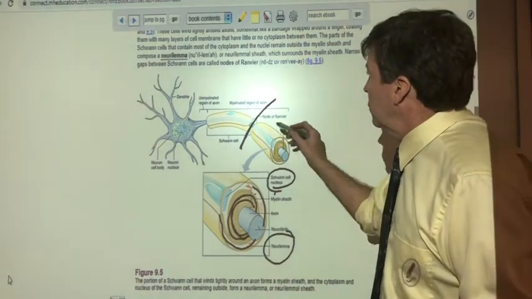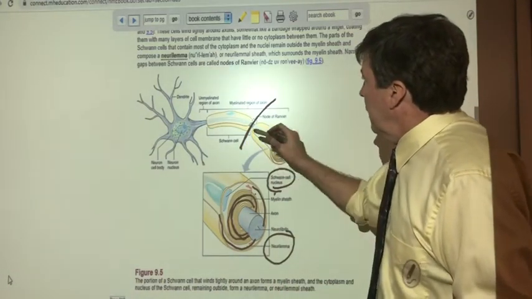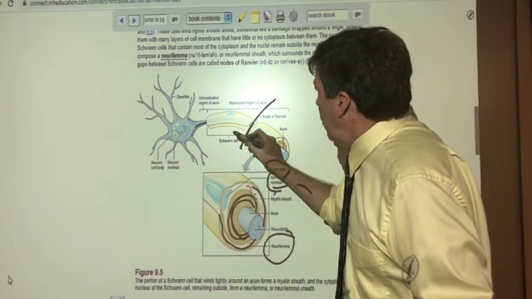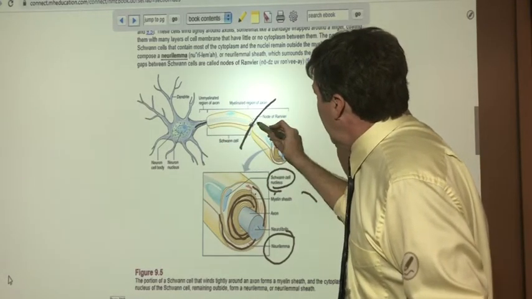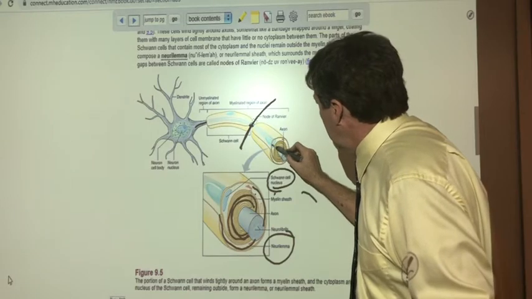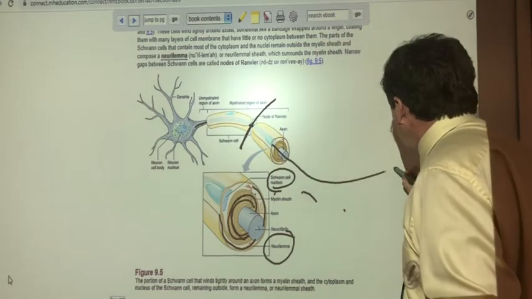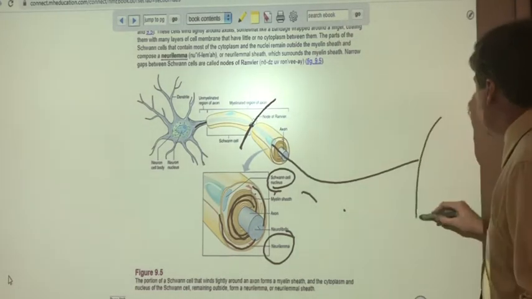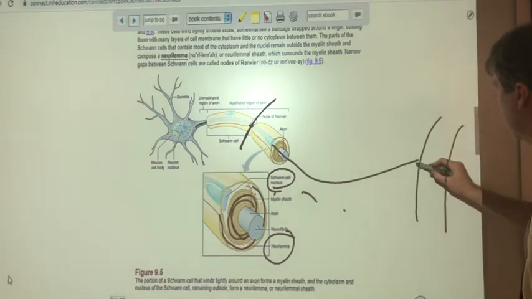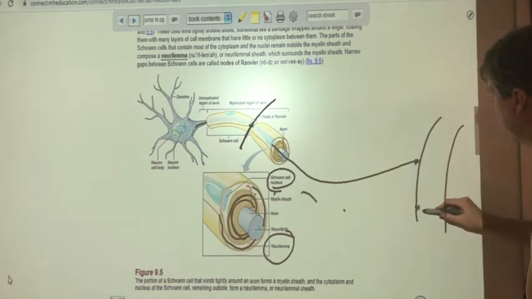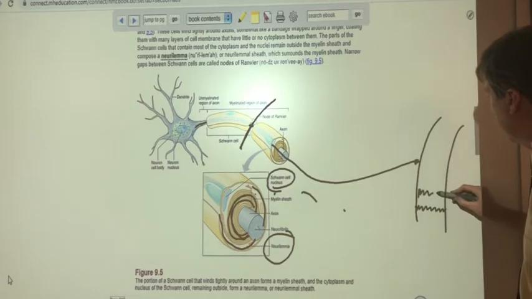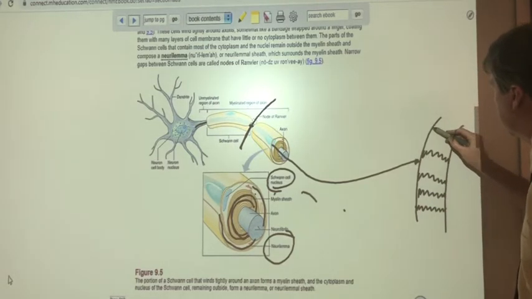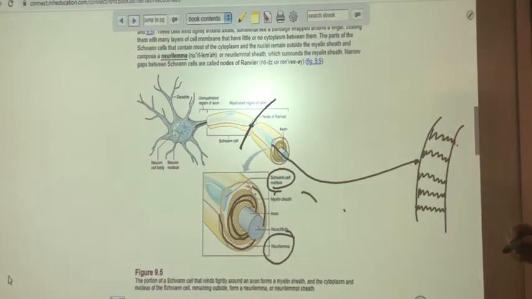So in other words, this is cut. This can grow back now with the help of the neurolemma and grow back and then re-innervate. There's my little synapse. And then re-innervate, let's say, a region of skeletal muscle here that's in the arm.